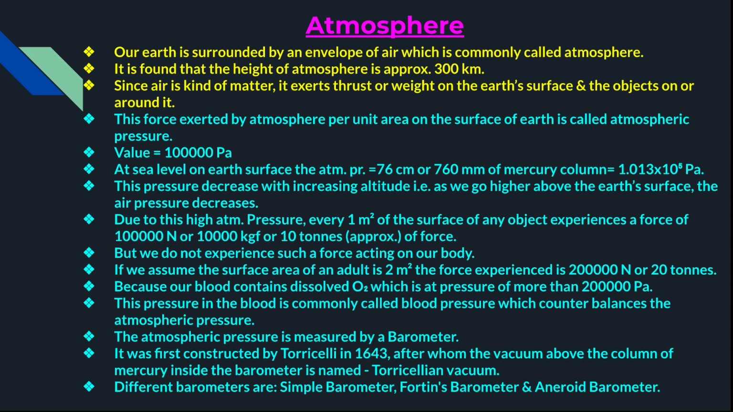Its value is 10 to the power 5 pascals. At sea level on Earth's surface, the atmospheric pressure is 76 centimeter or 760 millimeter of mercury column, or 1.013 x 10^5 pascals. Or rather you can say 10^5 pascals, since 1.013 is approximately 1.